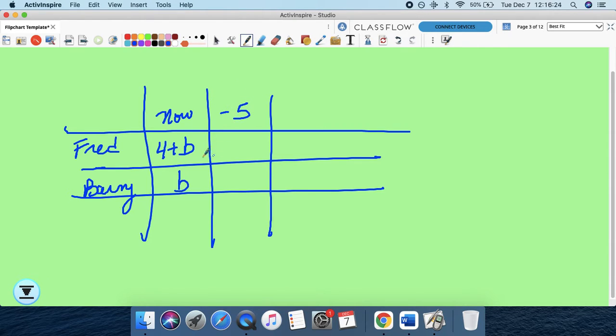So 5 years ago, well, let's find out. 5 years ago, Barney was B minus 5, right? And 5 years ago, Fred was 4 plus B minus 5. And that simplifies to negative 1 plus B. So that's their ages 5 years ago.